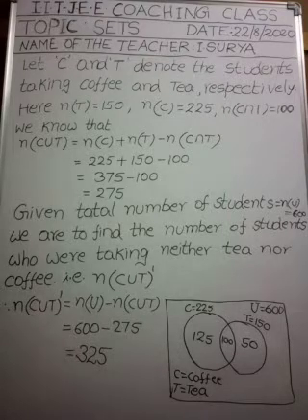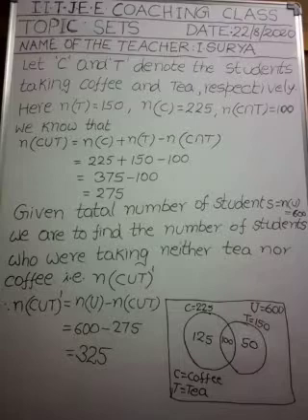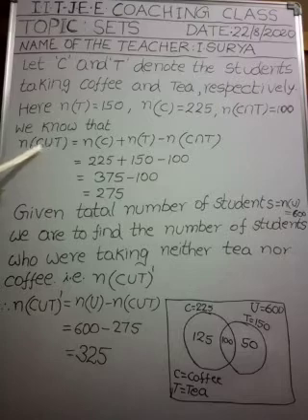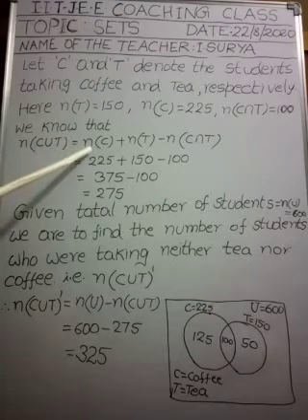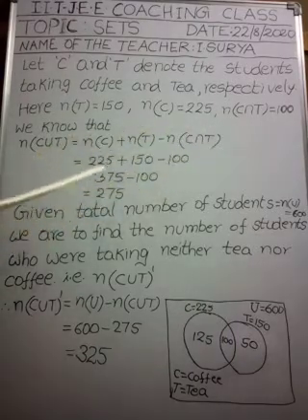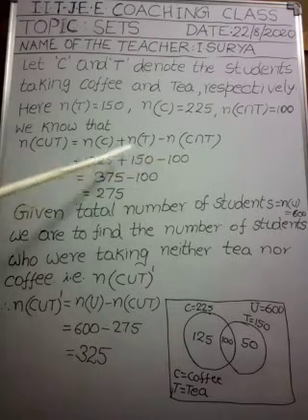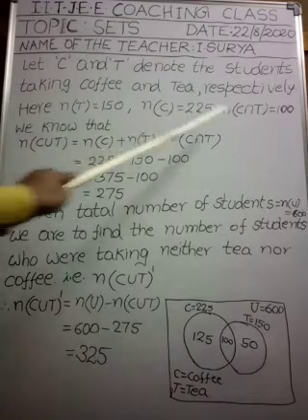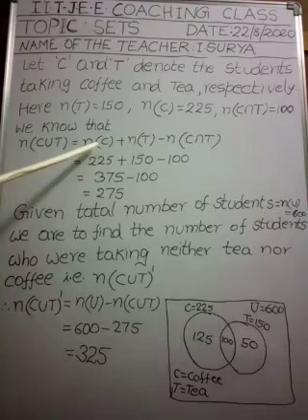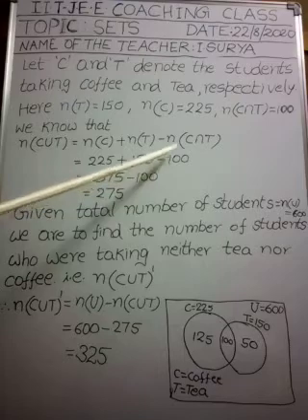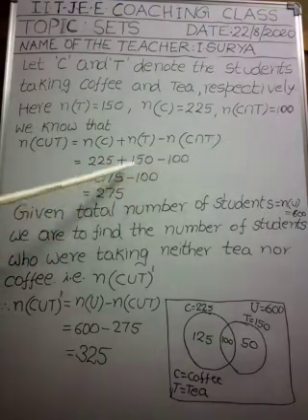In the place of A, we are taking C, and in the place of B, we are taking T. Okay, my children. Therefore, n of C union T is equal to n of C plus n of T minus n of C intersection T. So, in this statement, I am substituting the values of n of T, n of C, and n of C intersection T. n of C means 225, n of T 150, minus n of C intersection T 100. Understood this step, my children? Right.